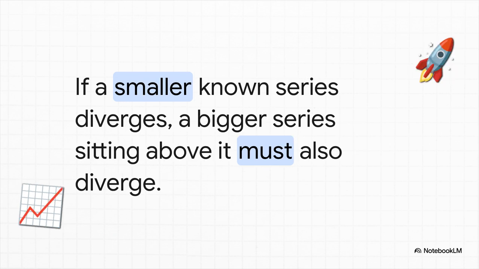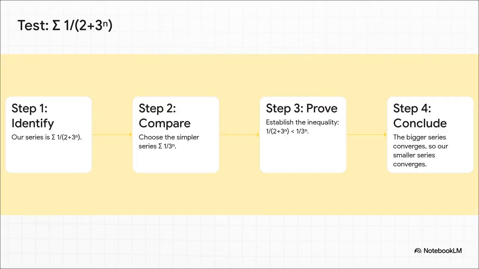And believe it or not, the exact same logic works in reverse for divergence. Let's say you have a series that you know just shoots off to infinity. It diverges. Picture a rocket ship taking off. Now, if your new series has terms that are always bigger, it's like it's sitting on top of that rocket. The smaller one is already going to infinity. The bigger one is definitely getting a free ride straight to infinity. It's got to diverge.